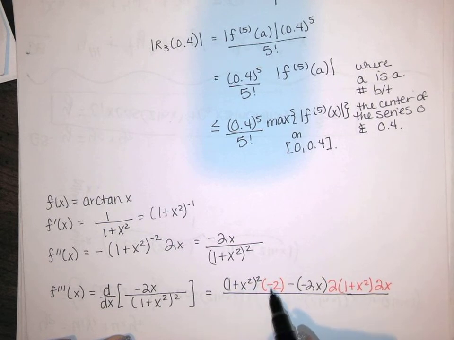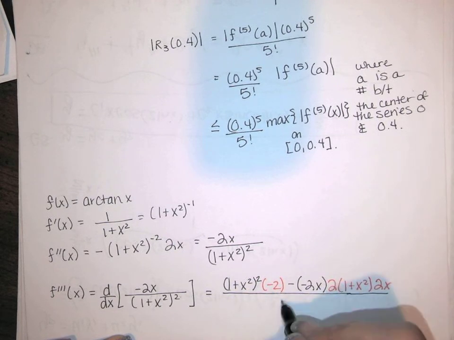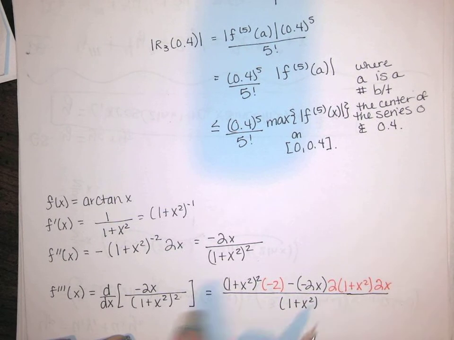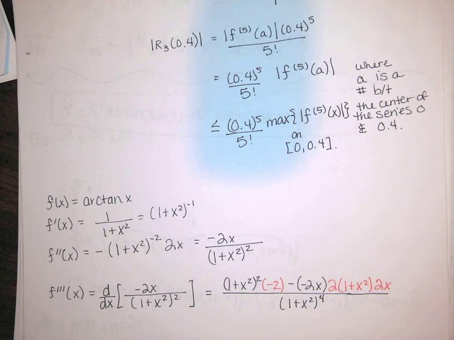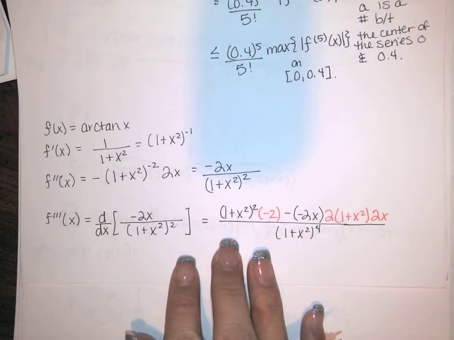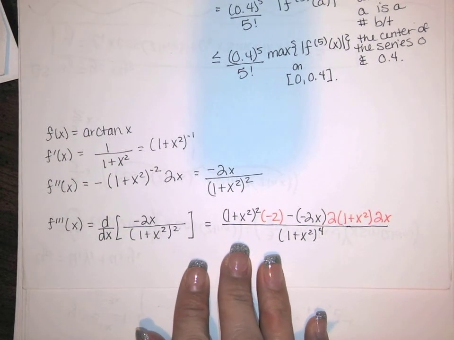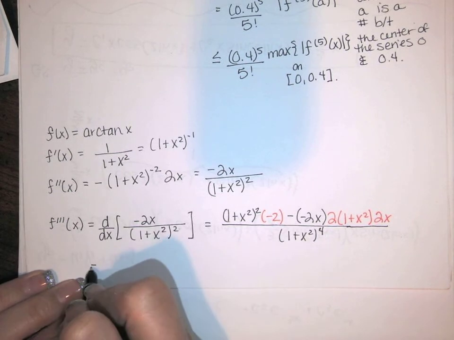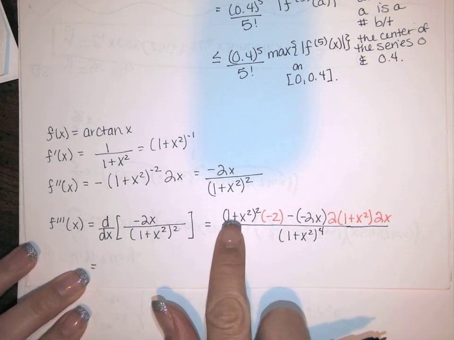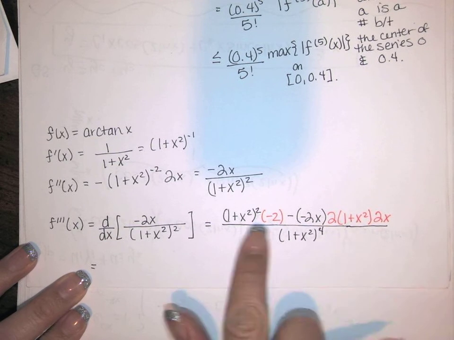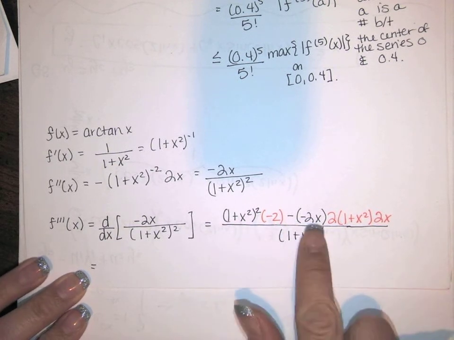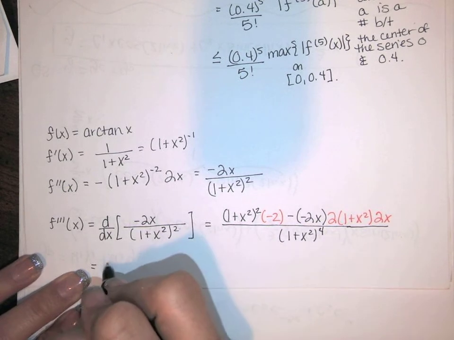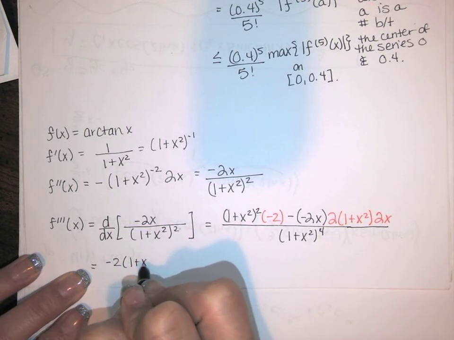So that's our low d high minus high d low over low low. I'm taking this, it's squared. When I square it again, it's going to be raised to the 4th. Okay. Now this can be simplified a little bit, so let's simplify where we can. I see that I have a 1 plus x squared in both of these terms. I also have a negative 2 in this term and a negative 2 in that term. So let's factor out a negative 2 times 1 plus x squared.